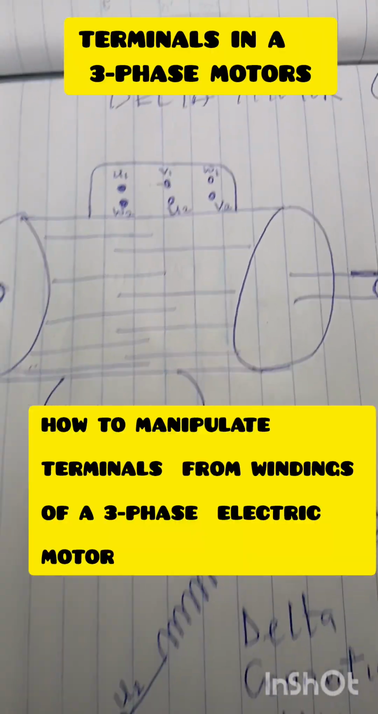So let us quickly teach ourselves how to manipulate our three-phase electric motor terminals to give us either star or delta configuration. So follow me while I explain this in details to you.